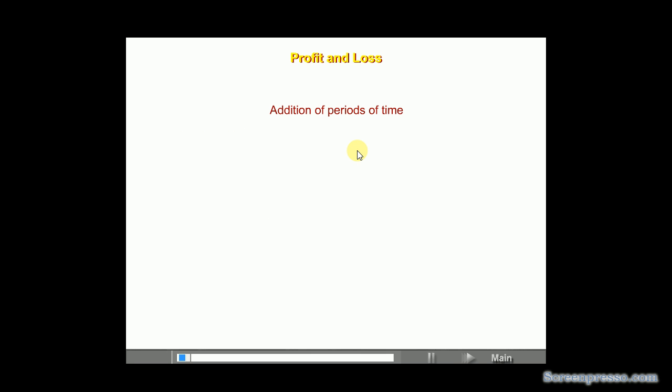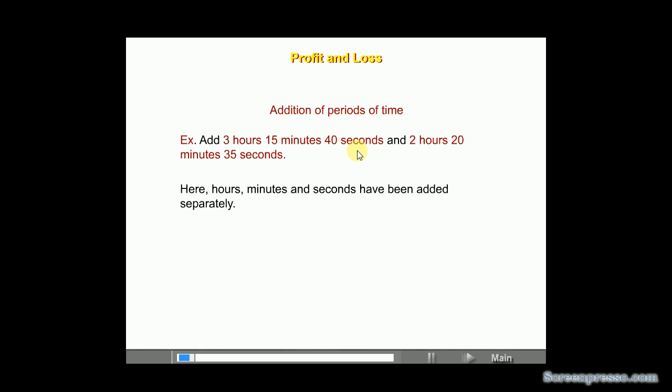Addition of periods of time. Add 3 hours, 15 minutes, 40 seconds and 2 hours, 20 minutes, 35 seconds. Here, hours, minutes and seconds have been added separately. The sum of the seconds is 75.